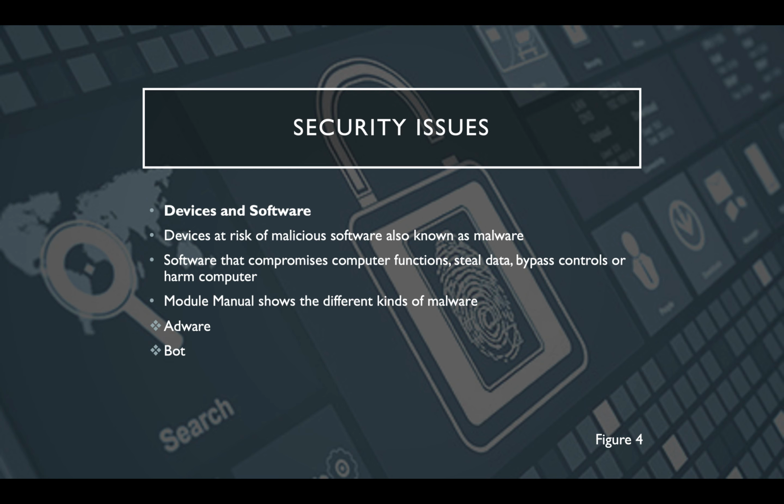You need to protect yourself and your devices because they're at risk of malware, or malicious software. This software can steal data, it can bypass controls, and it can harm the computer. In this part of the work, we're going to be talking about the different kinds of malware that can harm the computer. So the first one is adware.